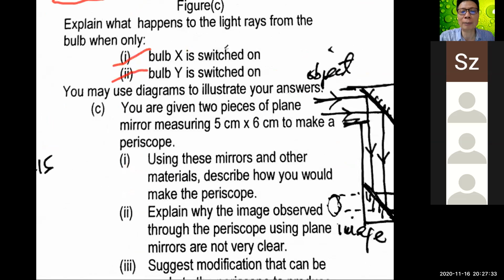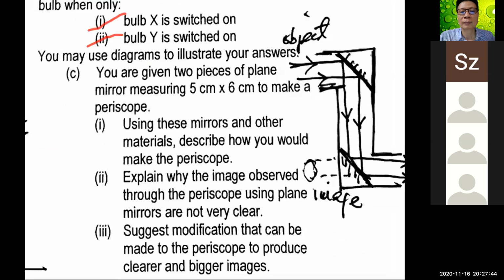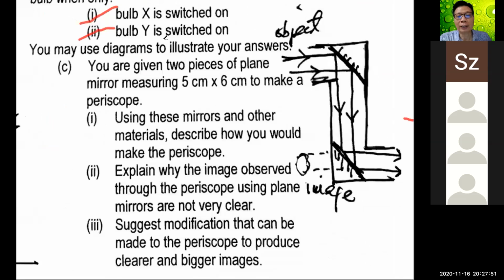This one is a 10 marks question. A lot of marks here. For this question, can you all read the question first? Now we are talking about C. You are given two pieces of plain mirror measuring 5 by 6 to make a periscope. Using these mirrors and other material, describe how you would make the periscope. Explain why the image observed through the periscope is not clear and suggest a modification to make it clearer.